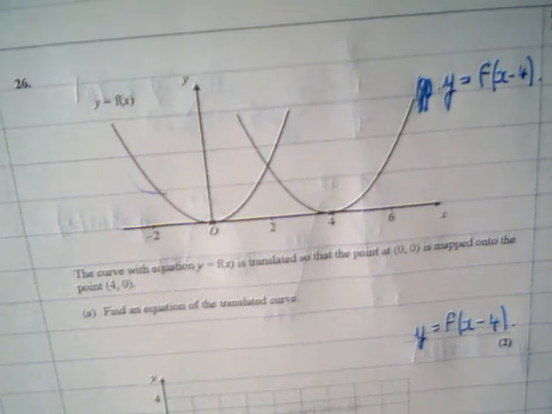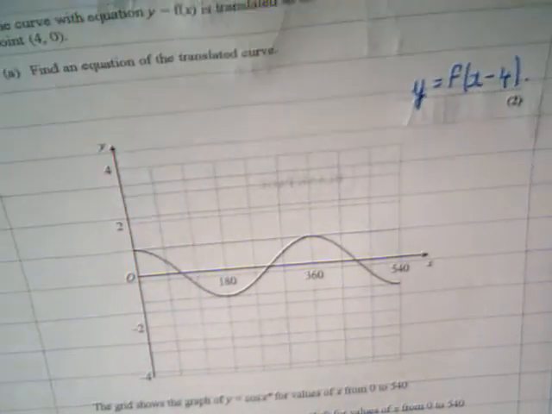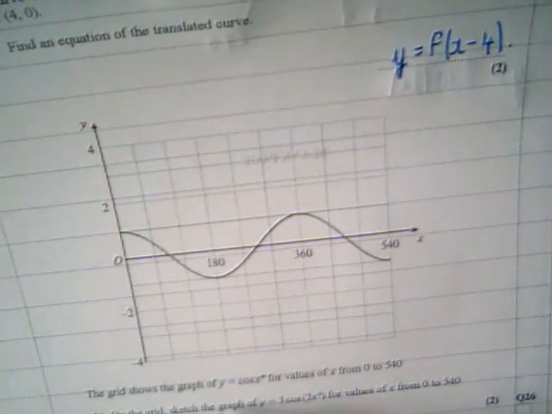The next part says we have the grid here, and it shows the graph y equals cos x from 0 to 540. And on the grid, sketch the graph of y equals 3 cos 2x for the values of x from 0 to 540. Okay, let me just show it on here first, what process we need to go by. So let's do some sketches here.